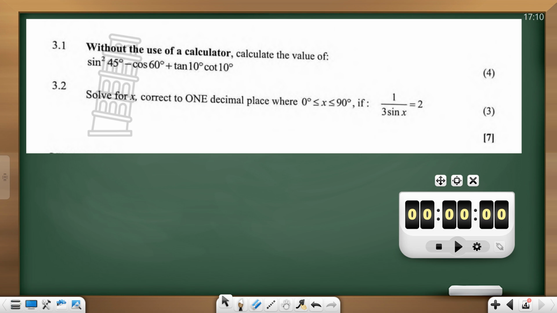Okay, let's see. Sine squared 45. Now, this says without the use of a calculator. So they expect us to be able to walk through and remember our special angles. All right. So, sine squared 45. Special angle. Sine 45 is actually 1 over root 2.